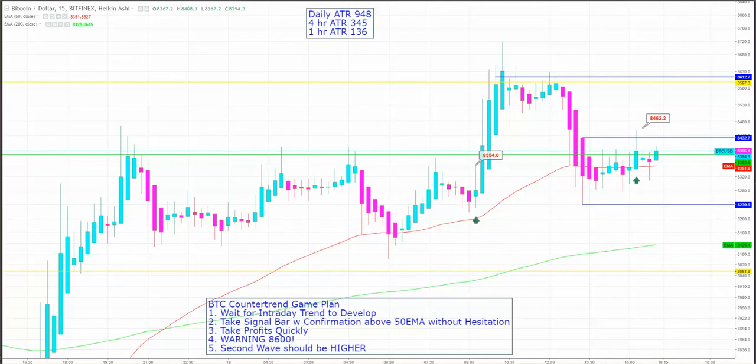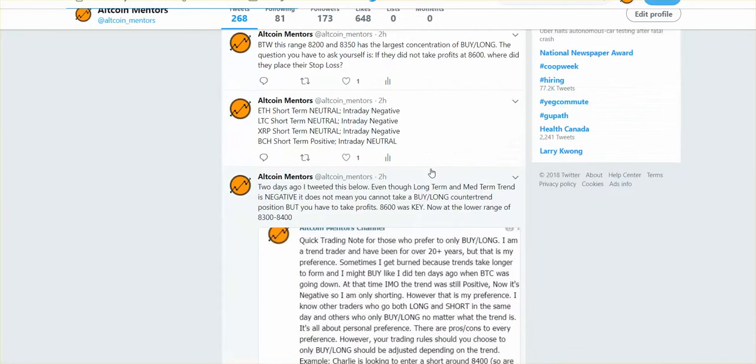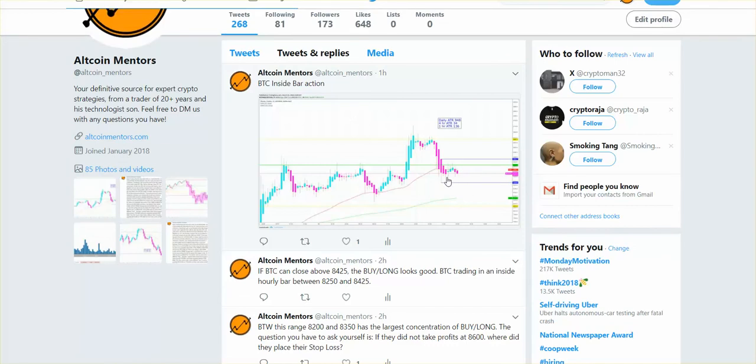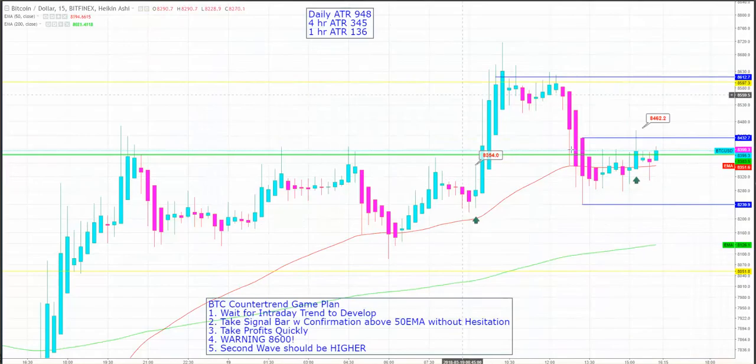So if you follow the tweets, I tweeted out about the inside bar action for BTC. So if you look at it here, this tweet was a little old. It's an hour old. We've had some action, but it's still within this inside bar. So let me show it to you. The inside bar is we have this big bar here, and everything is within these two lines, 84.30 and 82.30. So this one big bar is $200, and everything else is in between.